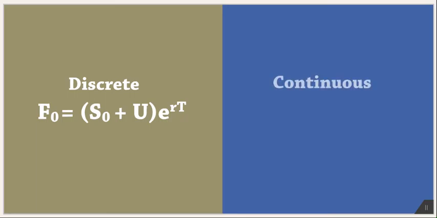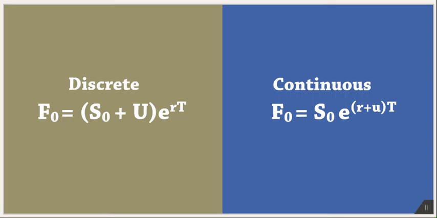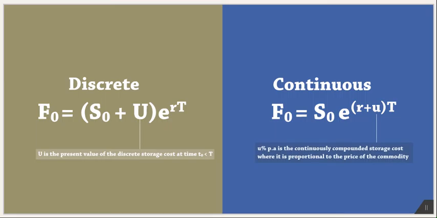Discrete: current forward price is equal to the current asset price plus U, times e raised to the power RT. Continuous: current forward price is equal to the current asset price times e raised to the power (R plus U) times T, where U is the present value of the discrete storage cost at time t0 less than T, and U% per annum is the continuously compounded storage cost, proportional to the price of the commodity.